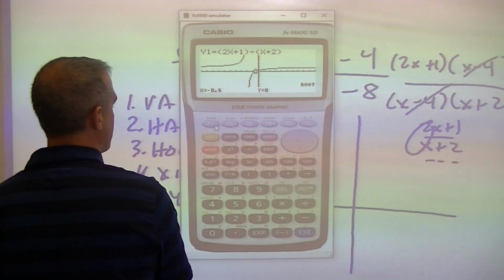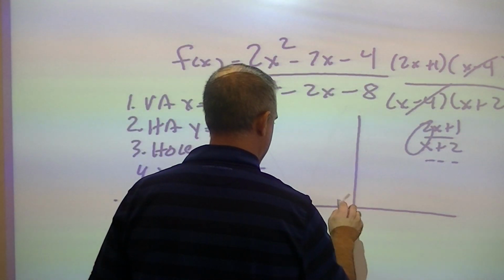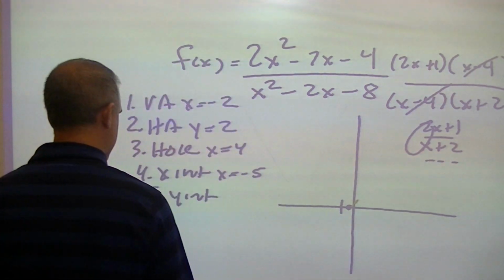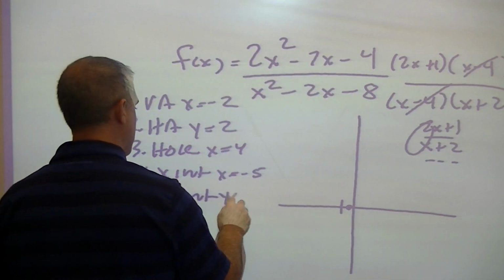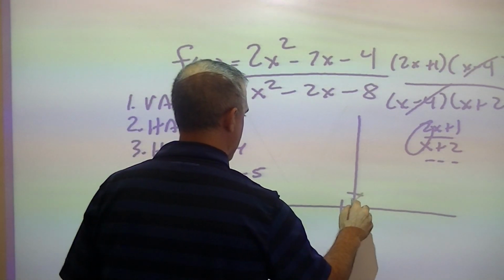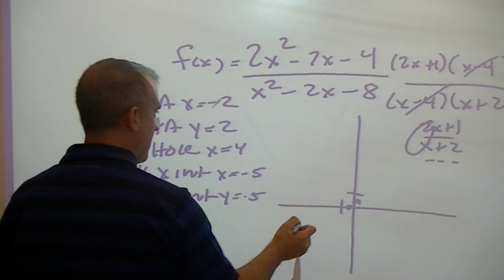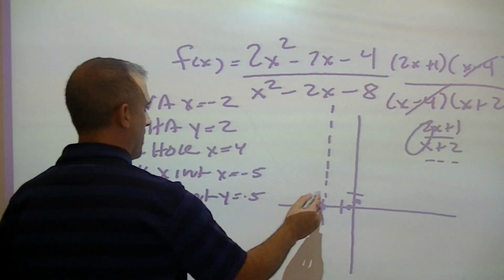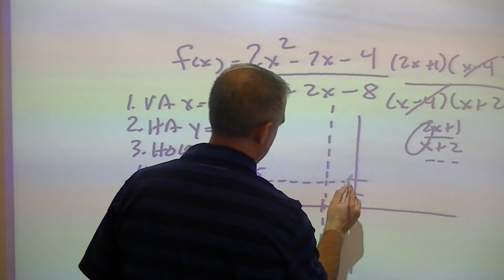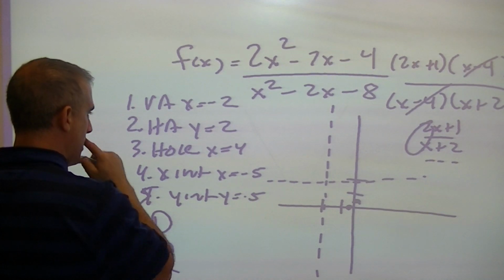G solve root, x equals negative 0.5, which would be like right here. G solve y-intercept, y is 0.5, which would be like right here. Okay, the vertical asymptote at x equals negative 2, horizontal at 2. Okay, a hole at 4.